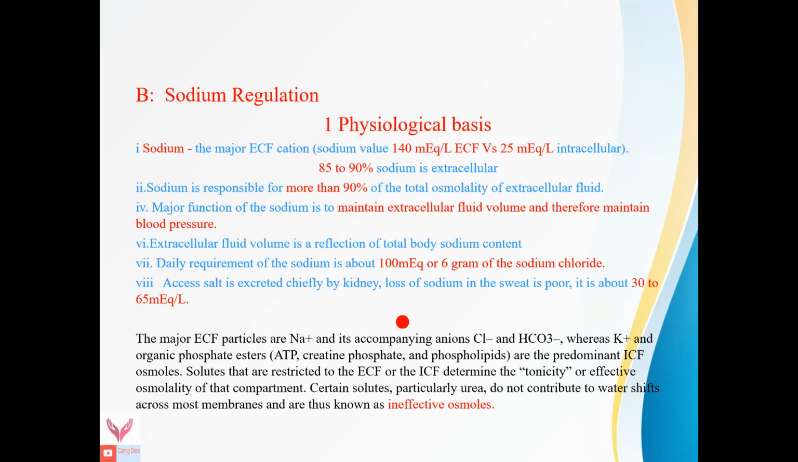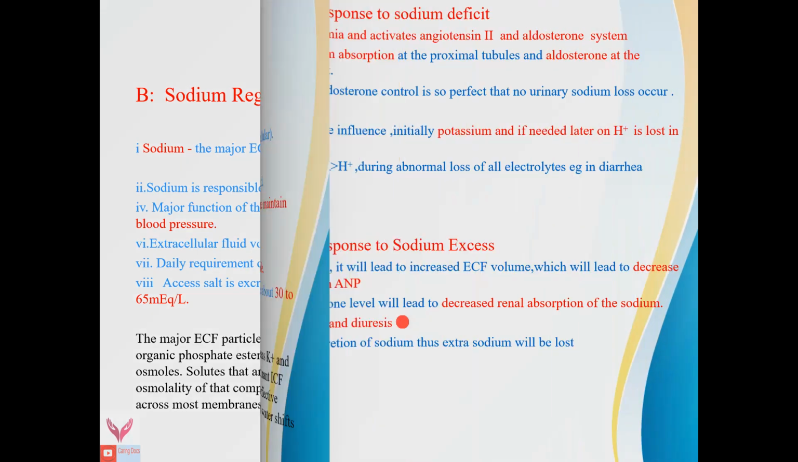These solutes which are present in the extracellular fluid or intracellular fluid determine the tonicity, or we can say osmolarity, of that compartment. But there are certain solutes, for example urea, that don't have any role in increasing or decreasing the osmolality of that compartment. So urea is called an ineffective osmole.